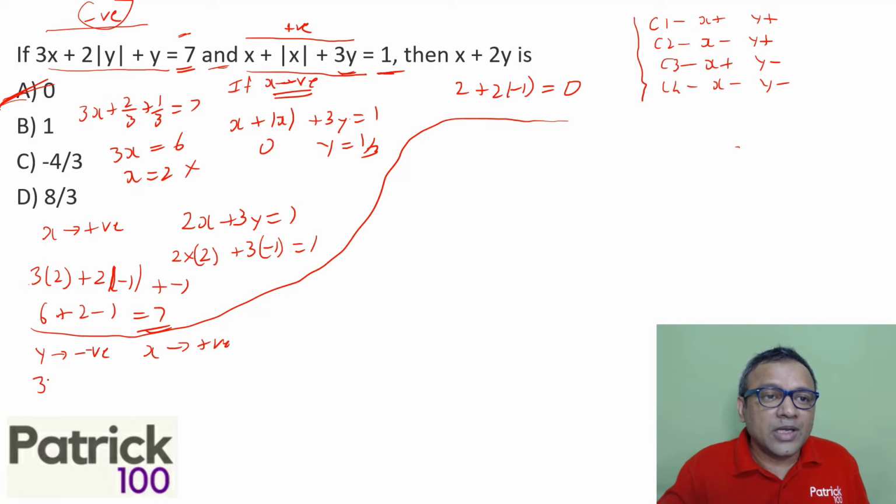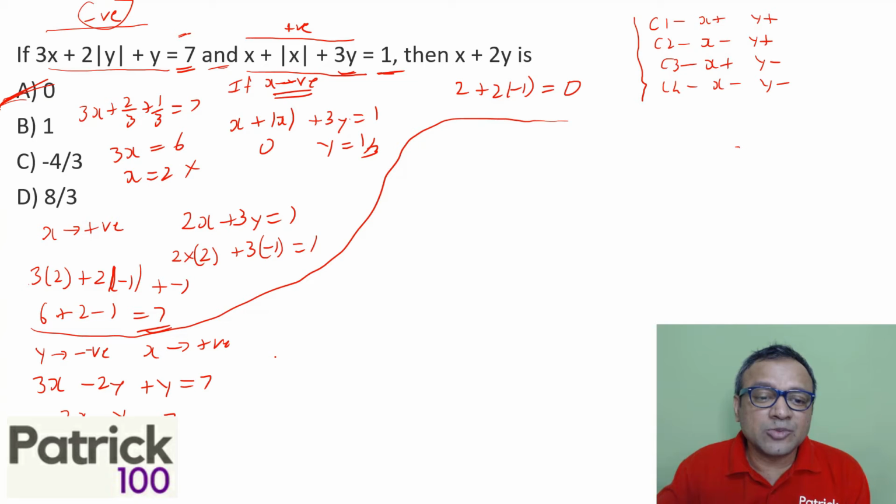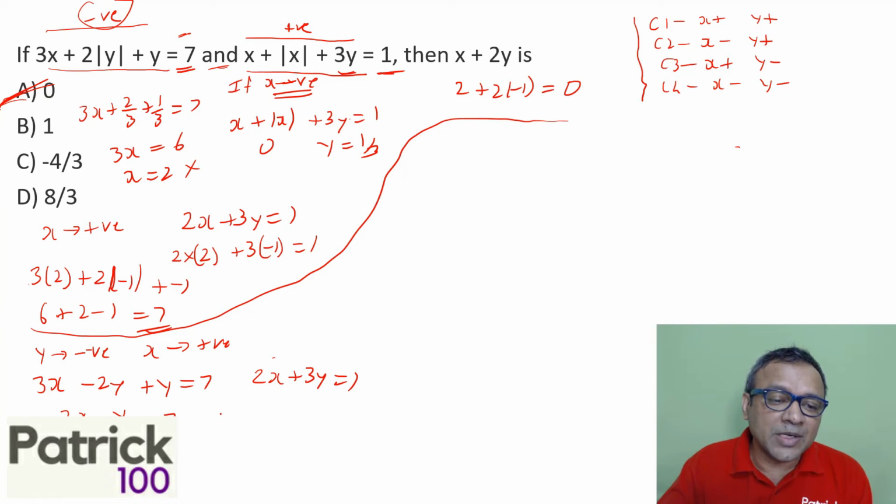Substitute in 3x minus 2y, because y is negative. When you open the bracket, y becomes minus y, and plus y equal to 7. This will give you the equation 3x minus y equal to 7. First equation, since x is positive, it becomes 2x plus 3y equal to 1. So solve the sum simultaneously. Multiply the second equation by 3. You will get 9x minus 3y equal to 21.